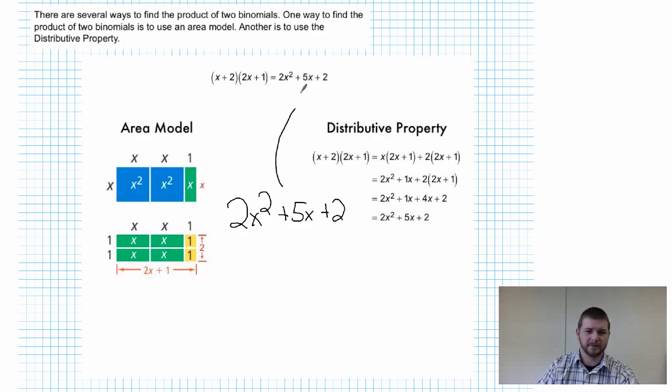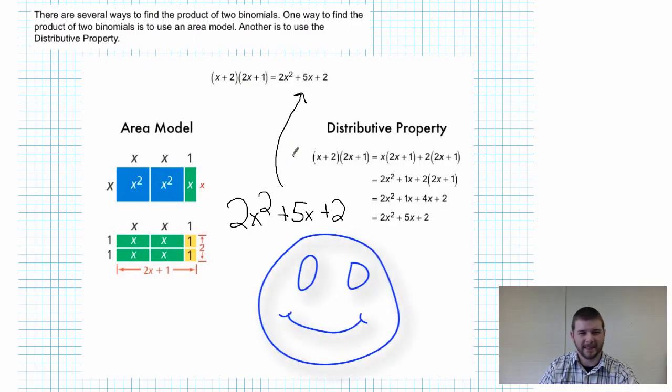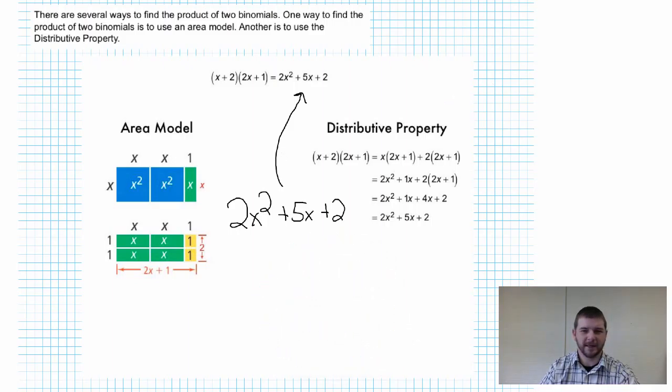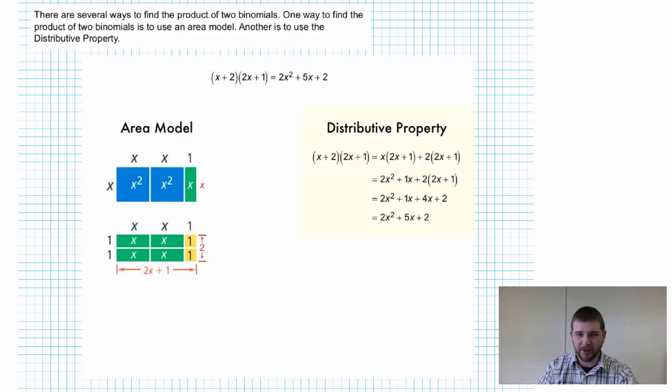And notice, that is what we were told the product of our binomials is to begin with. So there's one technique, and it's a good way to understand truly what's going on, or a way to visualize multiplying binomials. We'll also investigate a second technique, and that technique is using the distributive property.